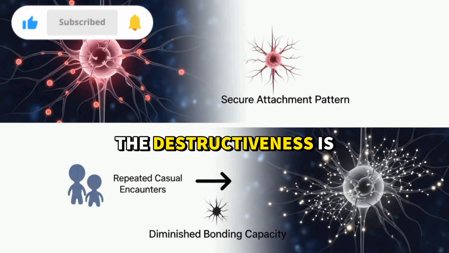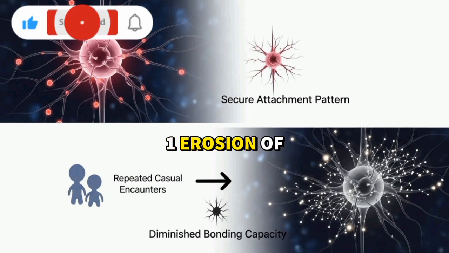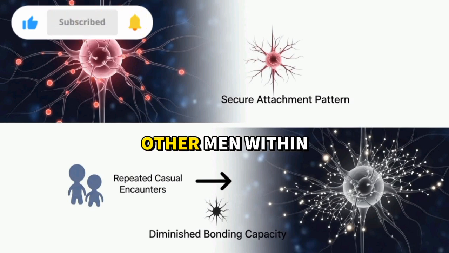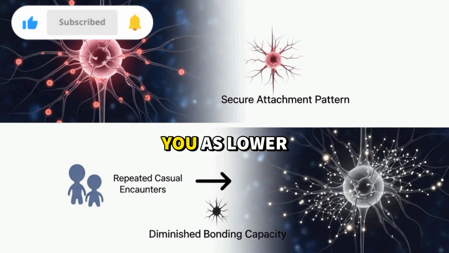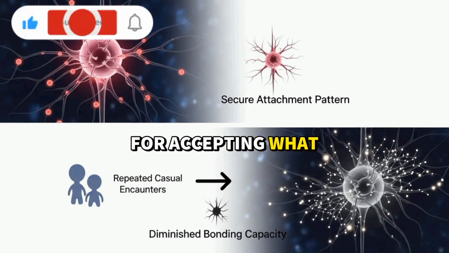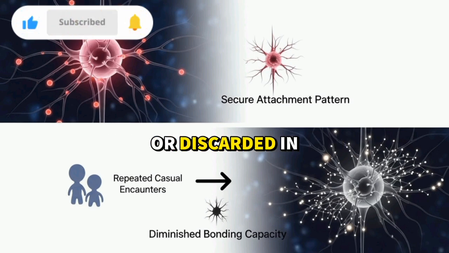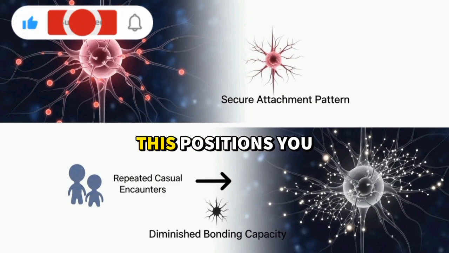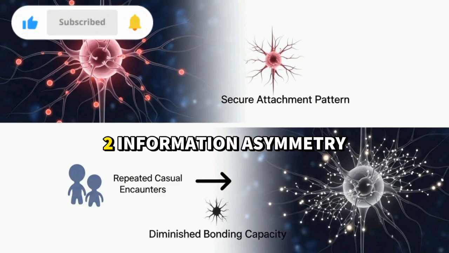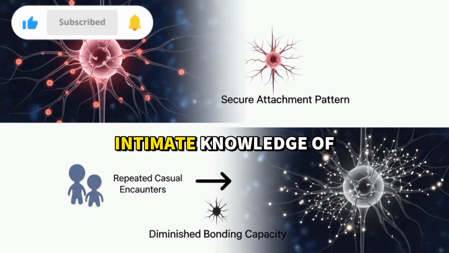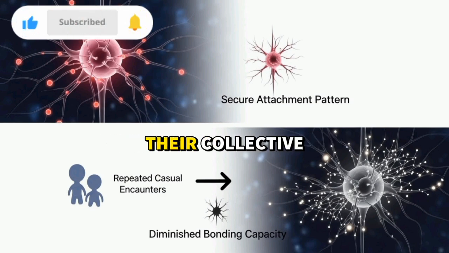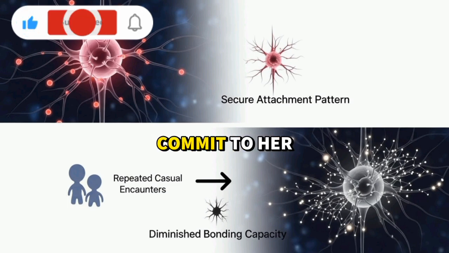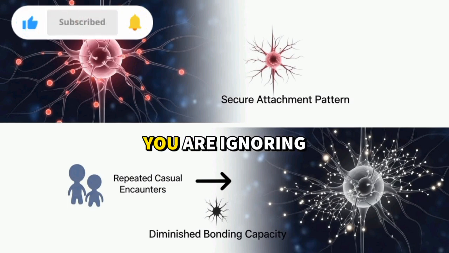The destructiveness is threefold. 1. Erosion of social standing. Other men within the circle who have had prior involvement with her will unconsciously view you as lower status for accepting what they have already experienced or discarded. In group dynamics, this positions you unfavorably. 2. Information asymmetry. These individuals possess intimate knowledge of her behavior, character, and patterns that you do not. Their collective decision not to commit to her is a powerful data point you are ignoring.